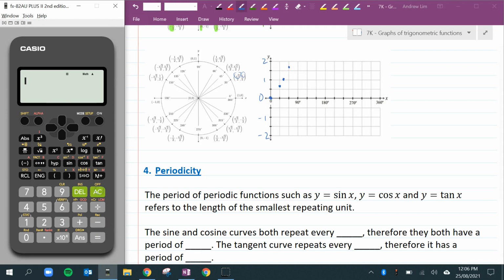And then tan of 90 will be 1 over 0. But we can't divide by 0, right? We get an error. So that means it's not possible to have this, so there's going to be an asymptote here. Alright, what about tan of 120? It's going to be root 3 over negative 1, right? There's a negative there. That gives us negative 1.7, about here. Root 2 over negative root 2 is negative 1.